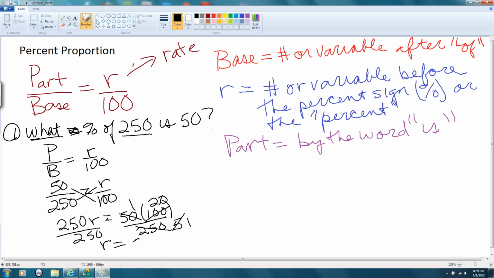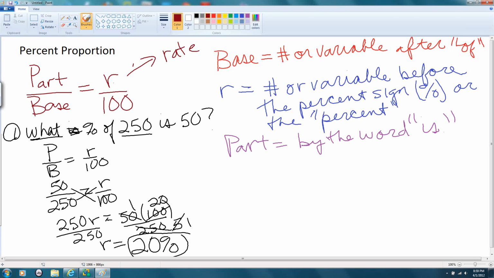So the answer must be 20, and it's the R, so it has a percent. So the answer is 20%. 50 out of 250 must be 20%. Okay, let's pick another one.